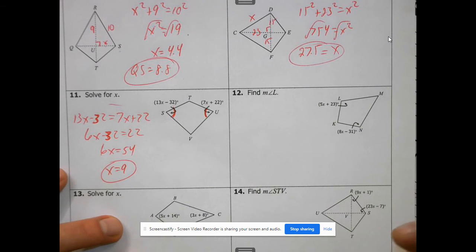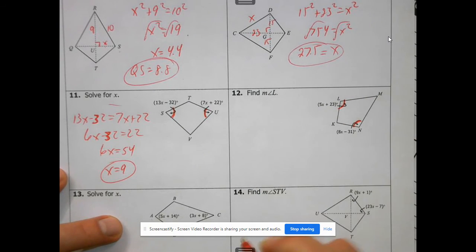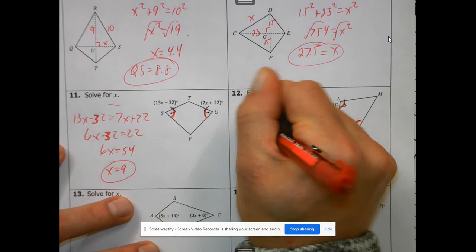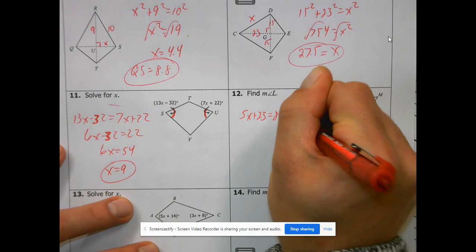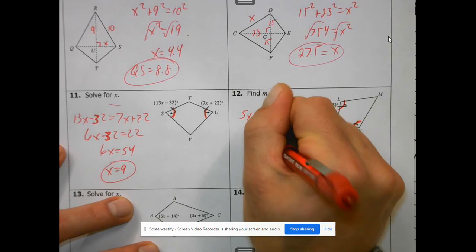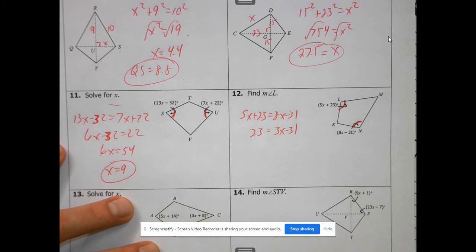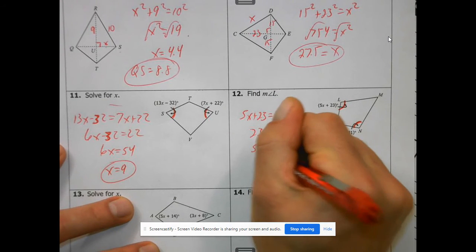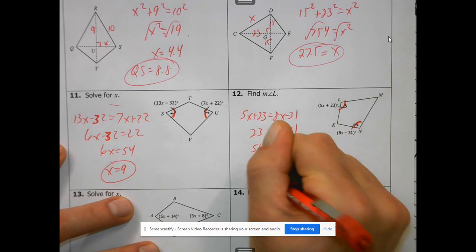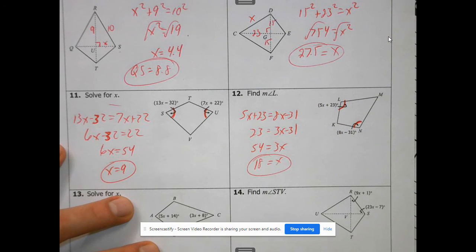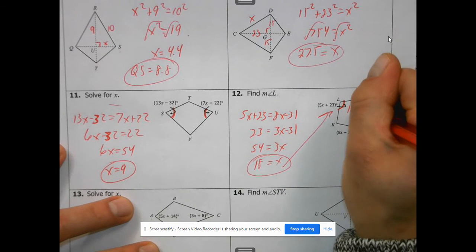Number 12, same thing. These angles are congruent, set them equal. 5x plus 23 is 8x minus 31. Subtract 5x. Add 31, that gives me 54. Divide by 3, that gives me 18. Find angle L, plug it back in. L comes out to be 113.